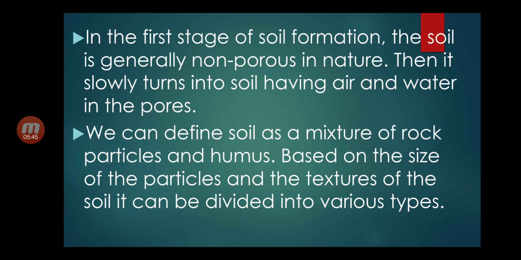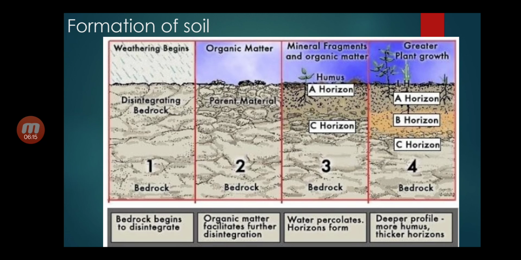In the first stage of soil formation, the soil is generally non-porous in nature. Then it slowly turns into soil having air and water in the pores. We can define soil as a mixture of rock particles and humus. Based on the size of the particles and the texture of the soil, it can be divided into various types. Formation of soil.